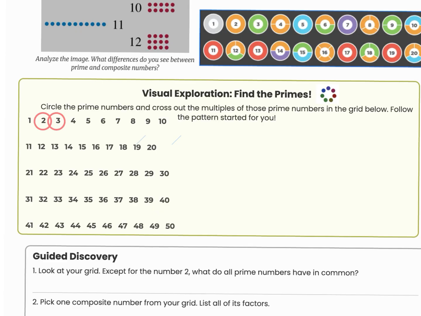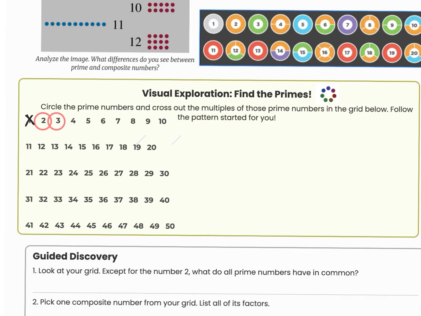One thing I want you to notice in this visual is the number 1 and how 1 isn't circled here. 1 is a special case because 1 only has one factor, itself. It is neither prime nor composite. And 0 is another special case as well; 0 does not work as either. So we are going to put a big X through the number 1 because it is neither prime nor composite. So 2 is our first prime number. It is the only even prime number.